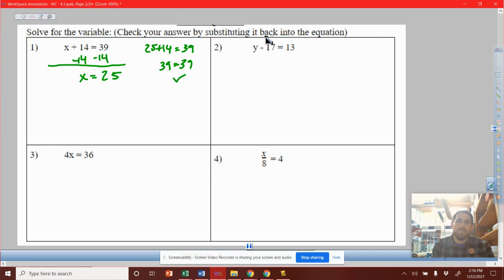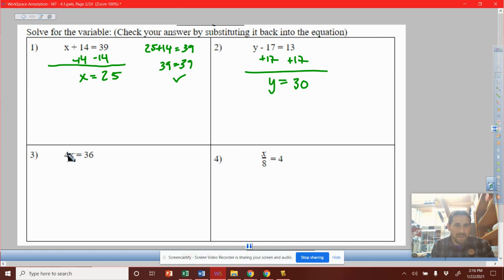Okay? So to jump in number 2, try and get y by itself. What's bothering it is a negative. So you're going to add 17 and add 17. And you're going to get y by itself equals 30. Again, check it to make sure it works if you want to confirm your answer.